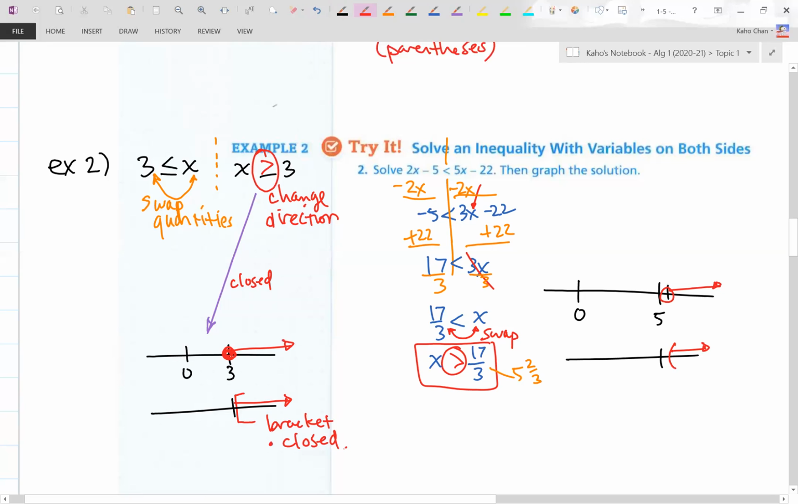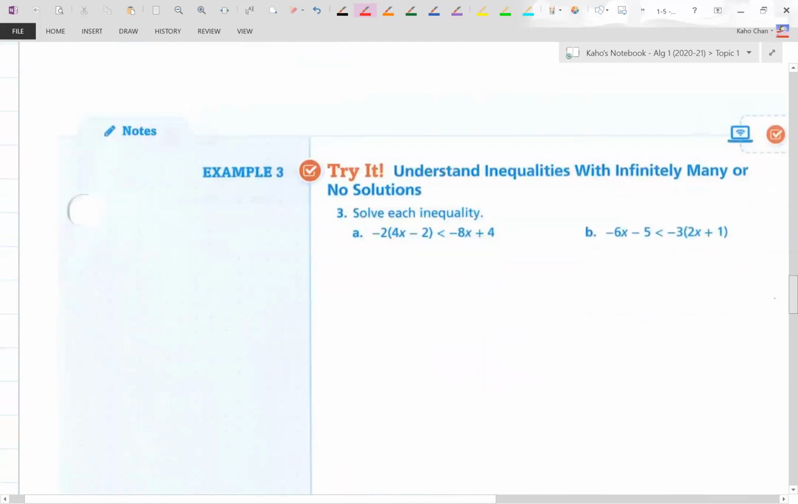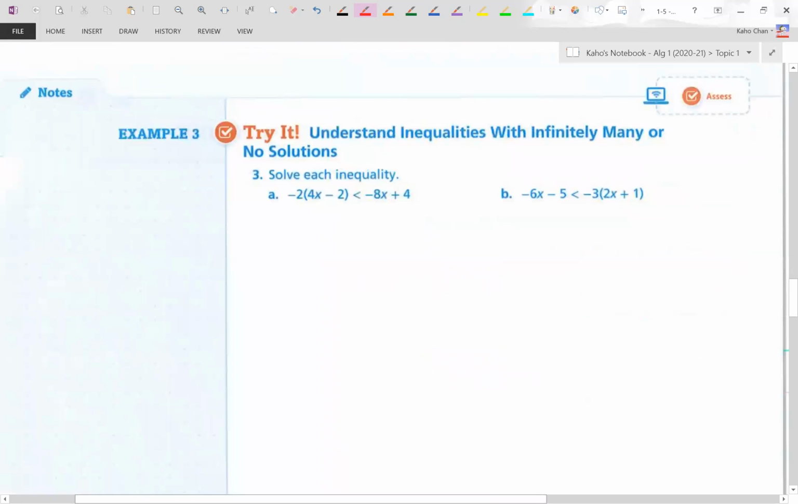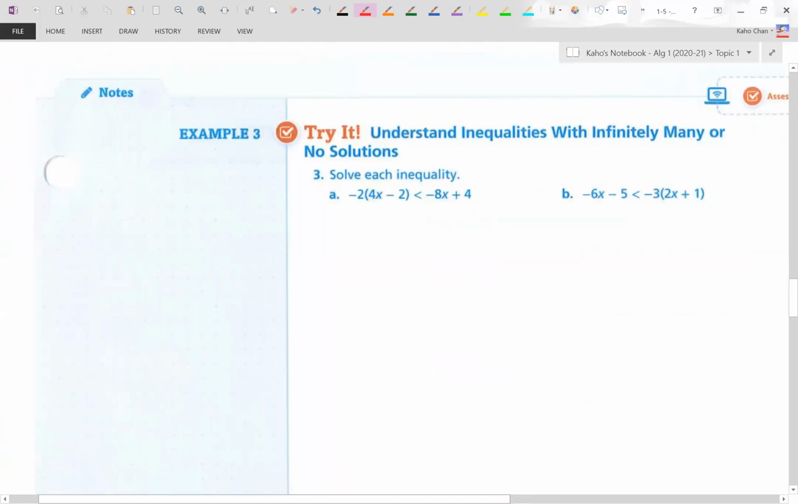All right, next page, example 3, yay. Doing great on time today. These are going much faster than some of my previous ones. All right, this is a case where we have a couple of weird incidents with, in fact, infinitely many or no solutions, okay? All right, let's solve it like regular, like we did in the last examples.